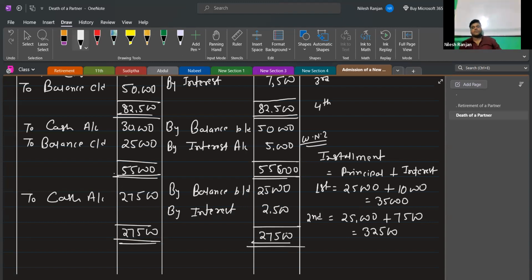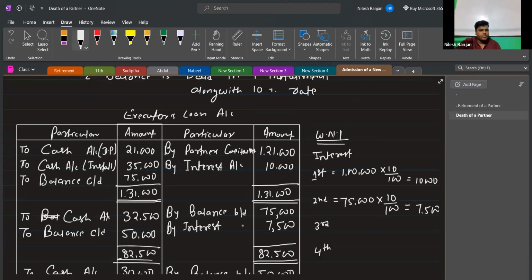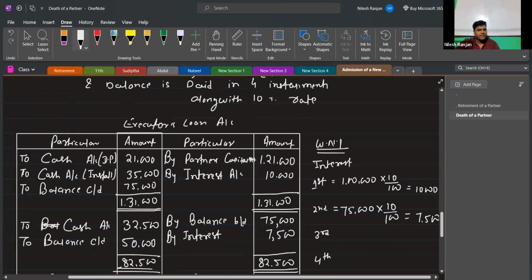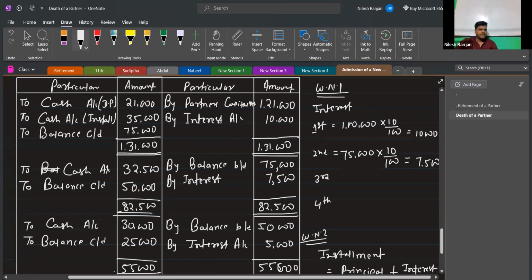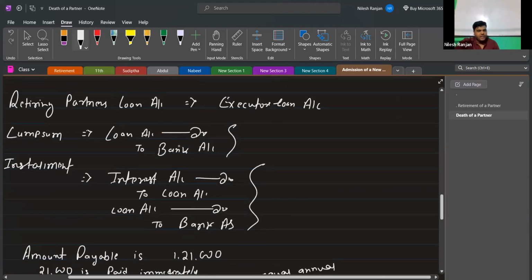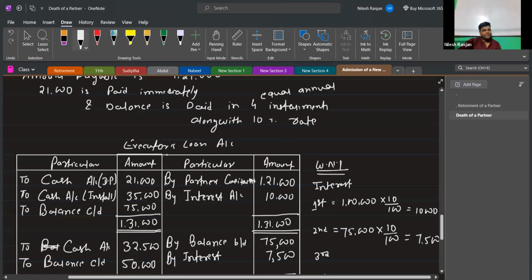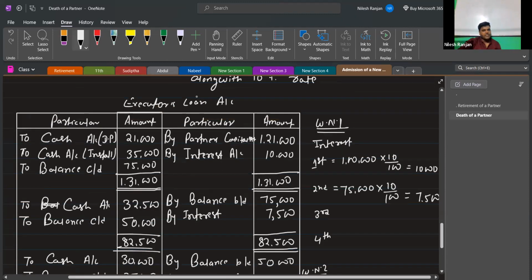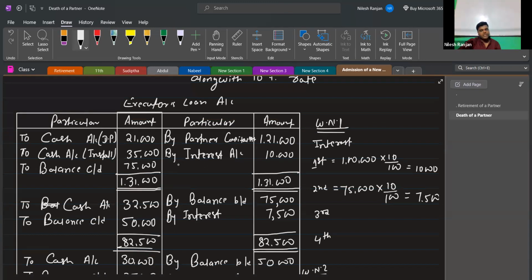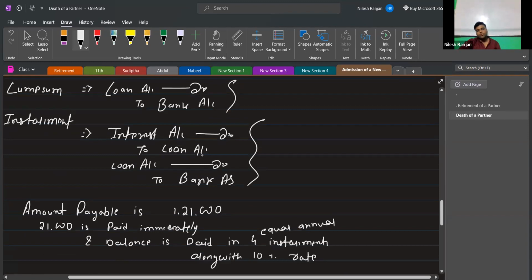Do you have any doubt in this concept? Now, can you tell me the journal entry? If you have remembered the concept. The journal entry is written here, so you don't have to repeat that. Loan account debit to bank, you can see here. If we pay, we write loan account debit to cash or bank account. And when interest is charged, the entry is interest account debit to loan account. So interest account debit to loan account, and at the time of payment, loan account debit to bank.